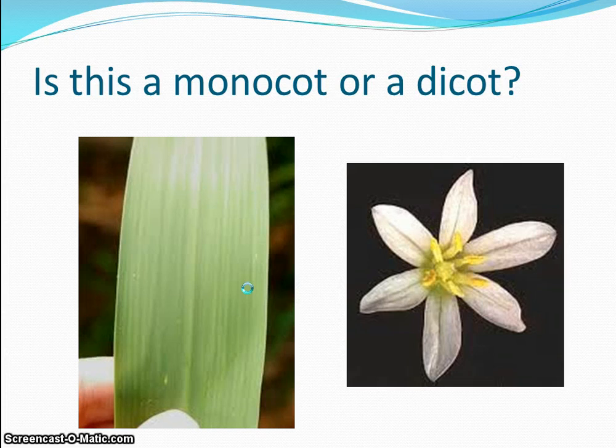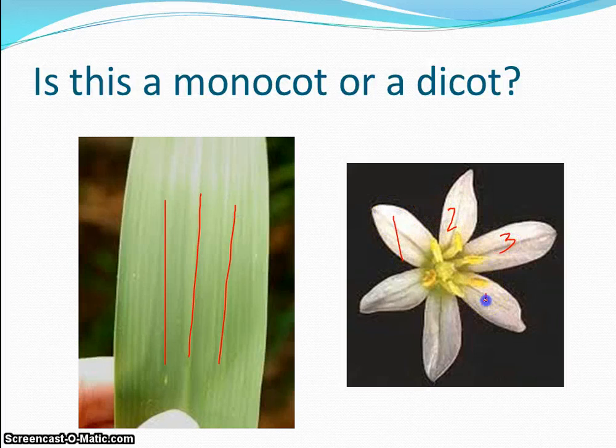Looking at this plant, we could tell that this is a monocot by two ways. The first way, we could see that the veins are parallel, and also the flower petals are in multiples of 3, and there is actually 6 of them. So this would be considered a monocot.